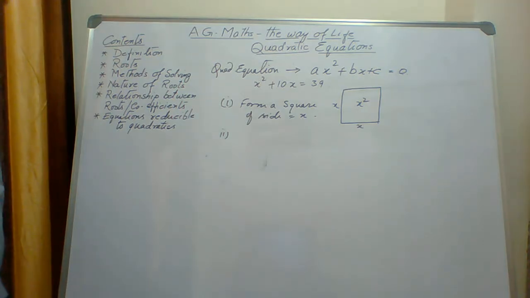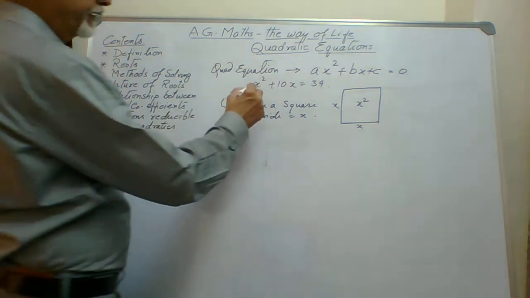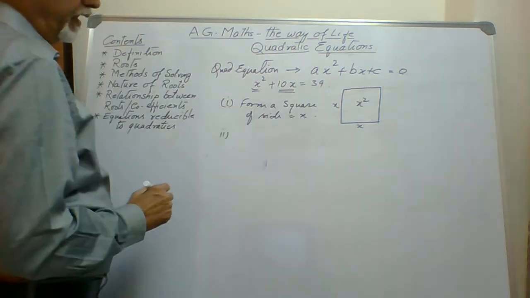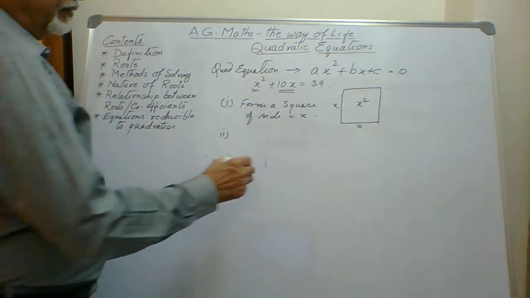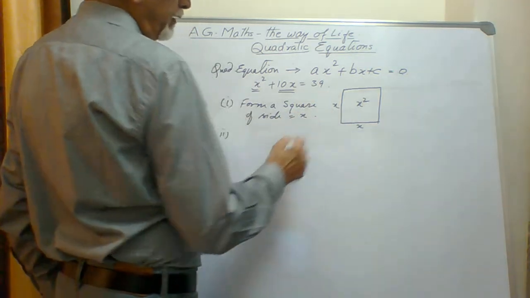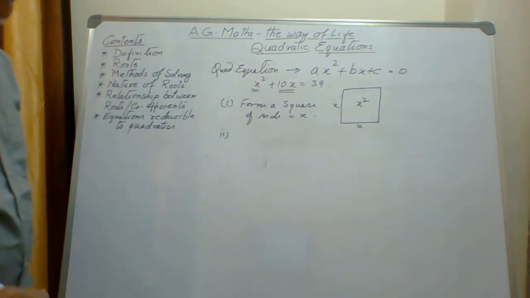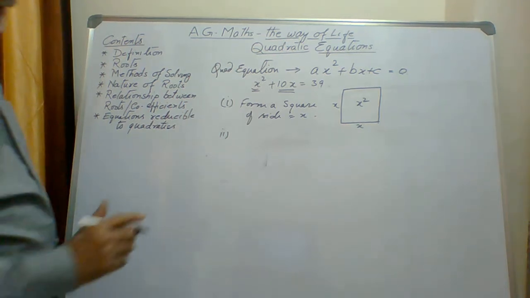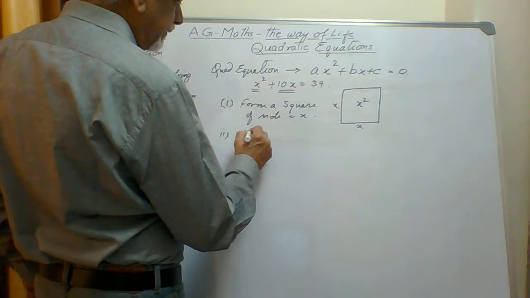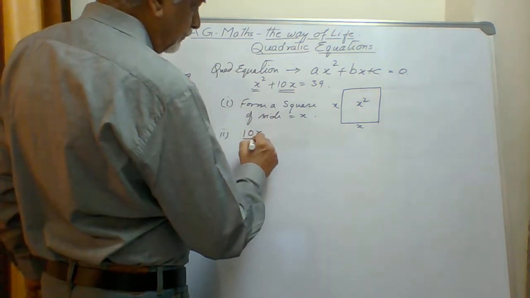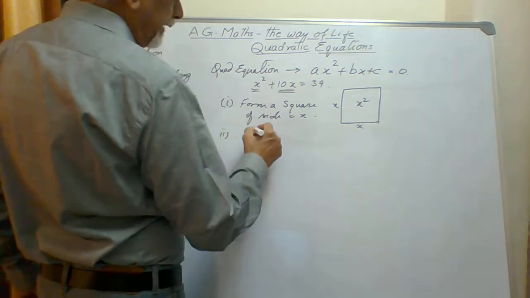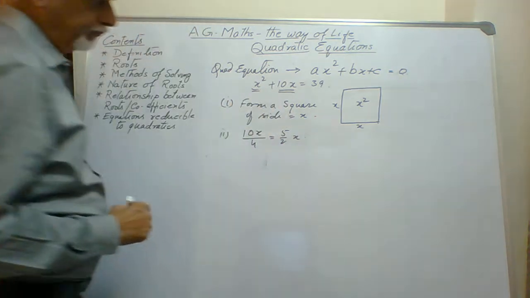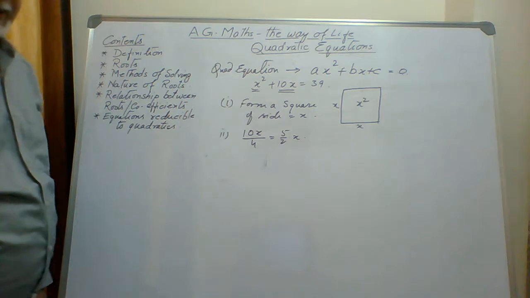we have x square plus 10x, no? So I have created the x square part here. Now I have to add 10x to this. So how will I add 10x? This side is x. So I add a small area equal to 10x, divided by 4, because I'll add the same area on the 4 sides. So 10x by 4, when you simplify it, is 5 by 2 of x.